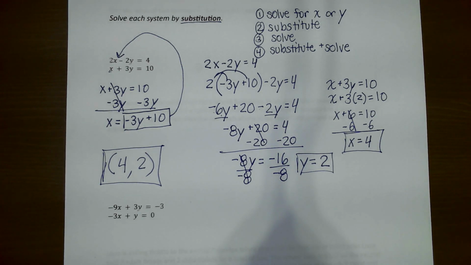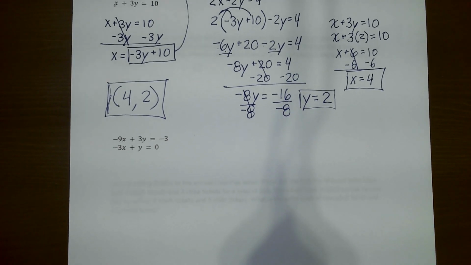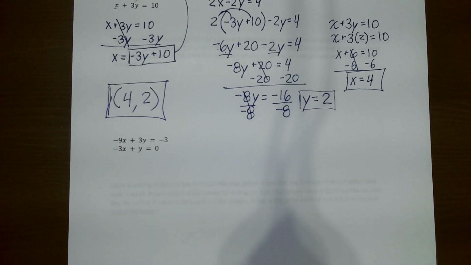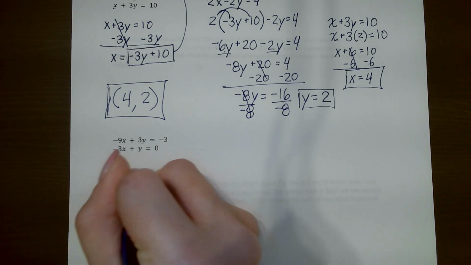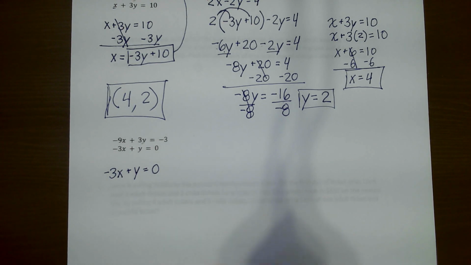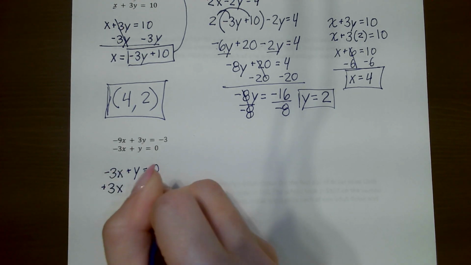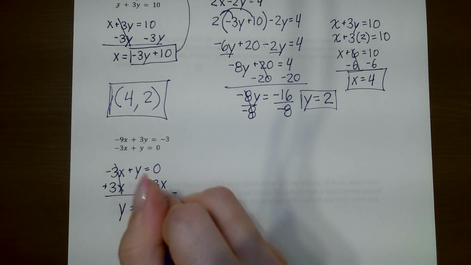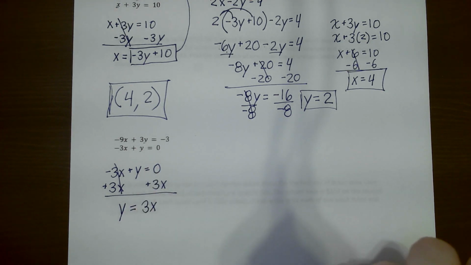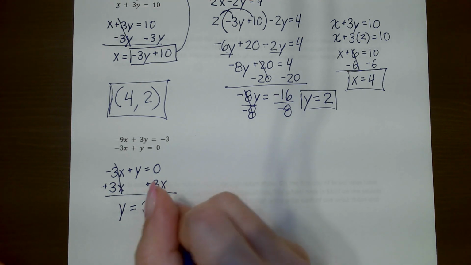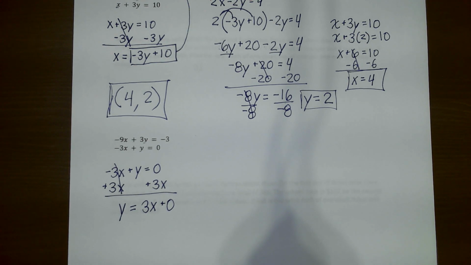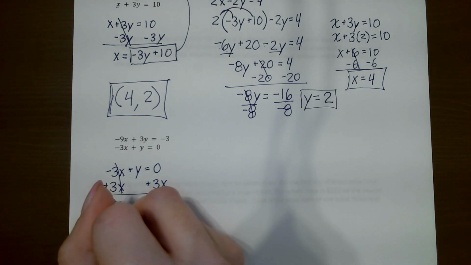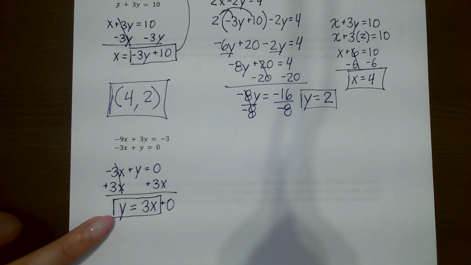Okie dokie, let's do one more substitution. Now this one, it's the y that does not have a coefficient. So I'm going to start with that equation, negative 3x plus y equals 0, and I'm going to add 3x. That gives me y equals 3x. And I don't have to write it, but it does help me remember that there is a y plus 0. I'm not going to continue writing that. It's not necessary, and it's just an extra step for me to write down. So y equals 3x. Now I have my y value.